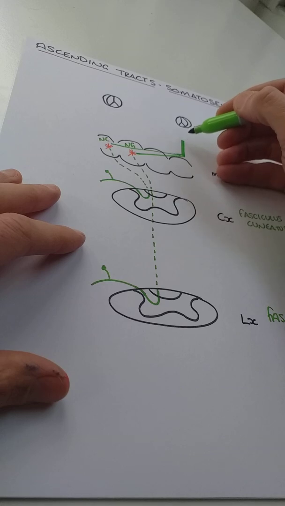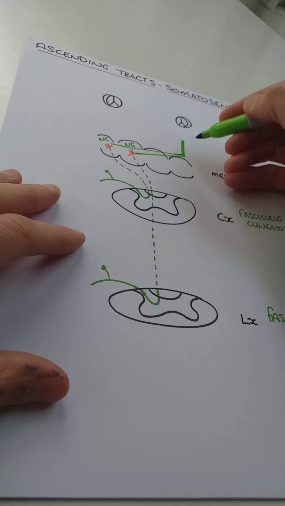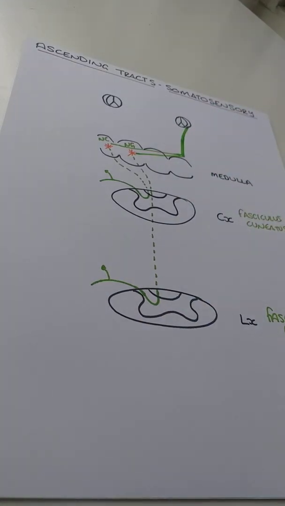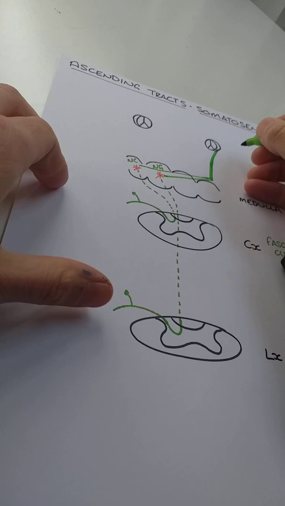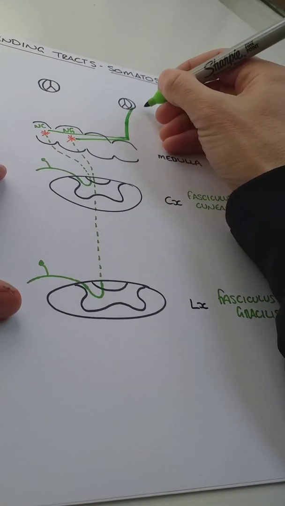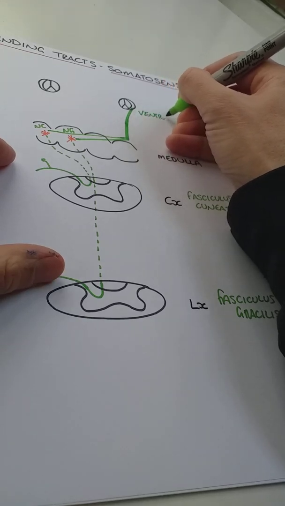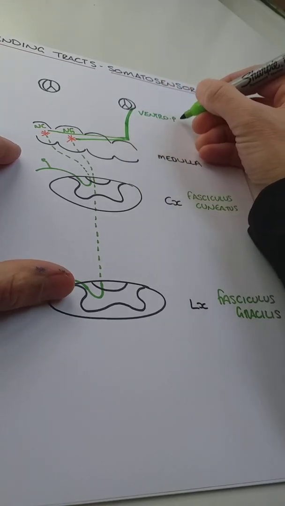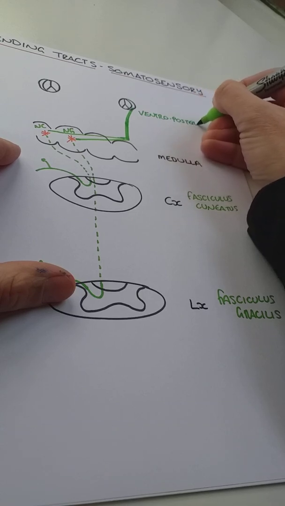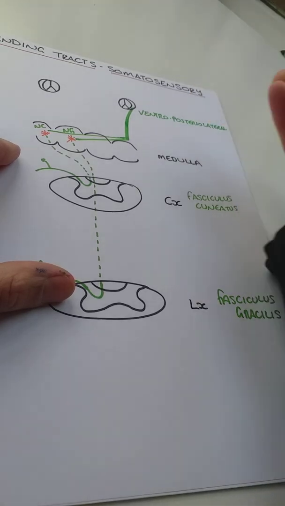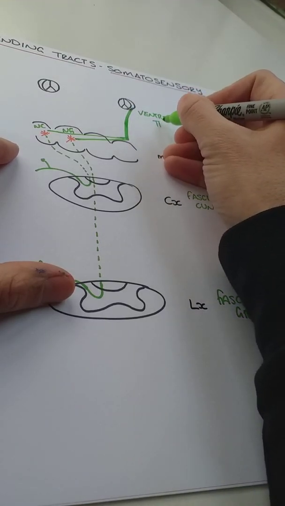And these go up to what's called the ventroposterolateral part of the thalamus.